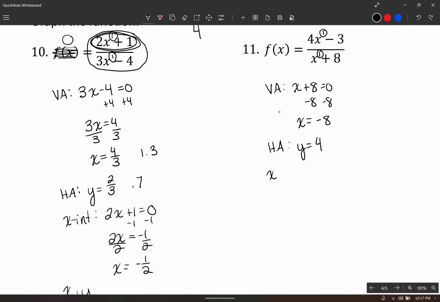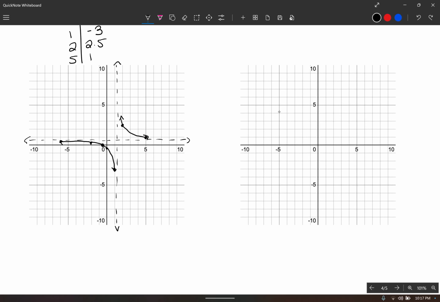And then I can get my x-intercept by setting that top equal to 0. So 4x minus 3 equals 0. I'm going to add 3. So 4x equals 3. Divide by 4. So I have an x-intercept at 3/4, which is the same thing as 0.75. So we're going to go ahead and graph these. So 0.75, I have an x-intercept. And then I have a vertical asymptote at -8.